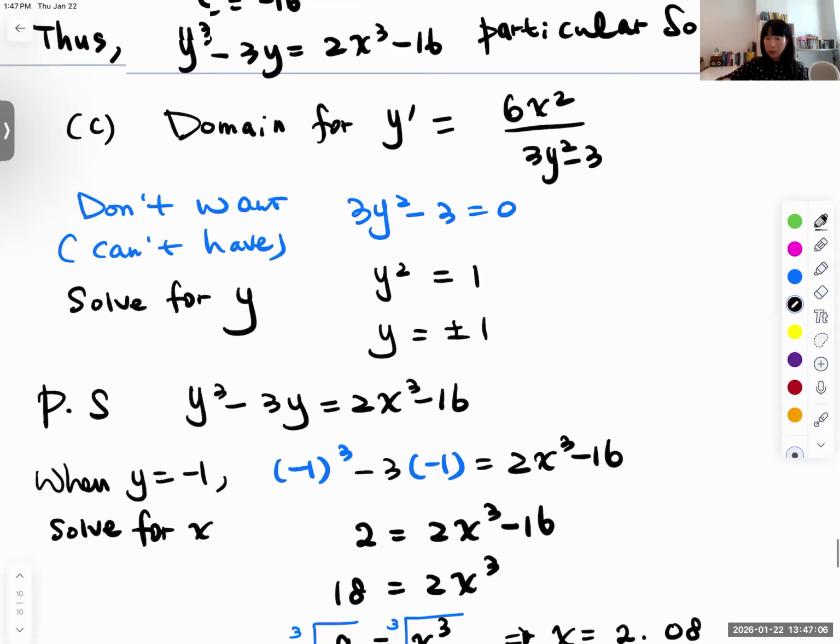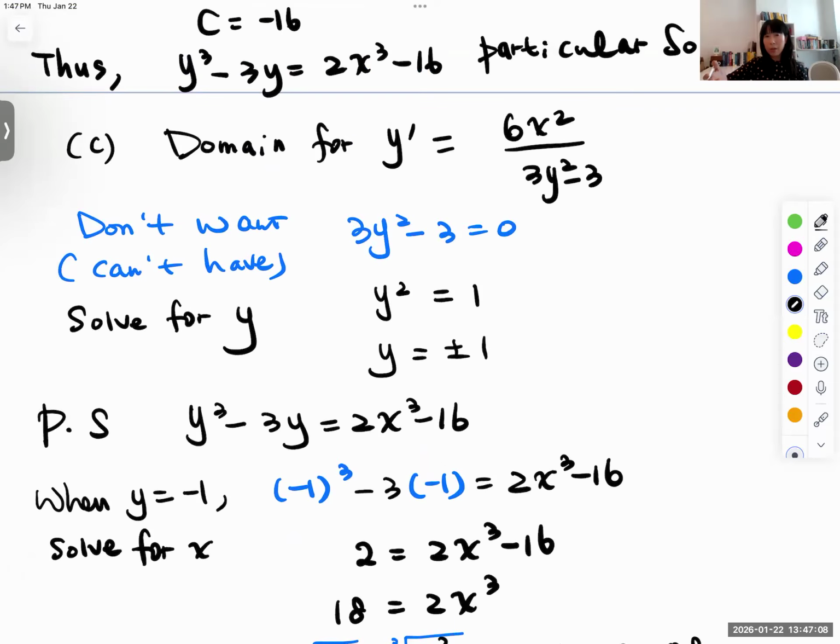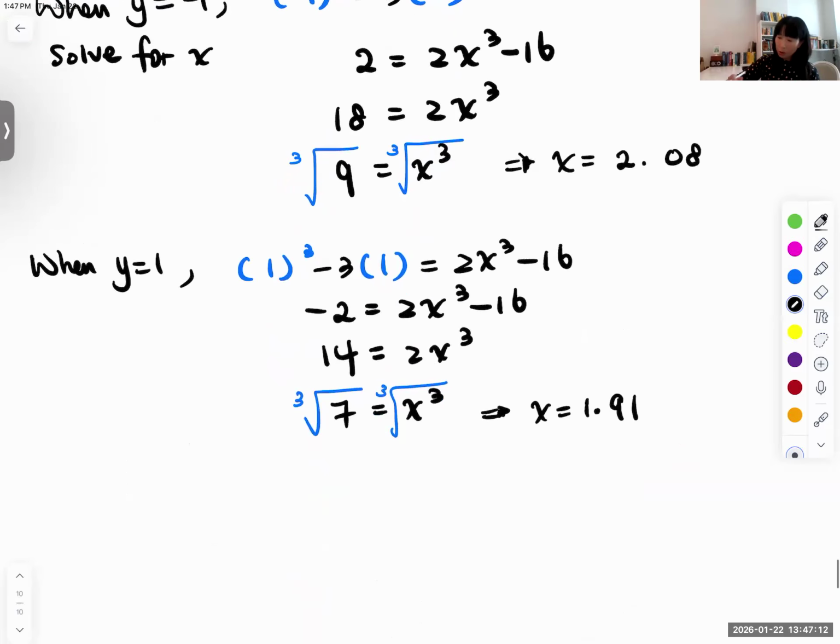Because we don't want the denominator equal to 0, right? Okay, so how do we do? So we make it this way. So x is between, which one is the smallest one? 1.91 and 2.08. We did not make an equal sign, right? Because we don't want that. Yeah. All right. That is the domain.